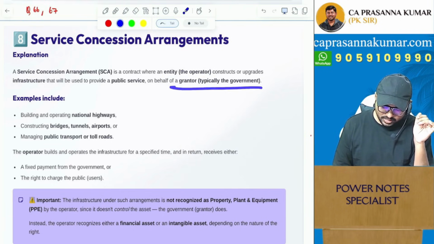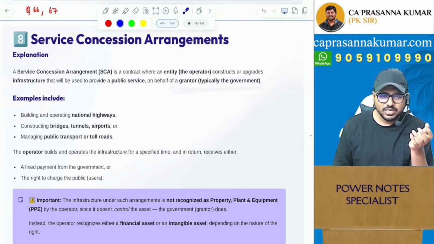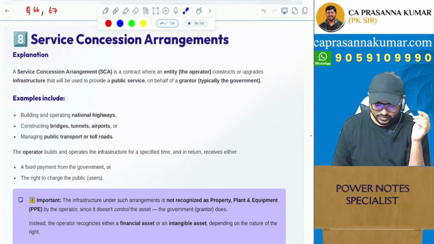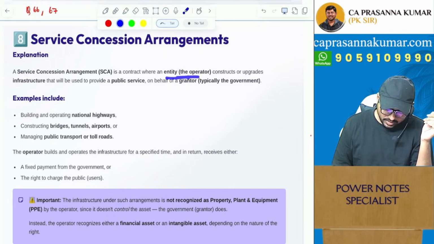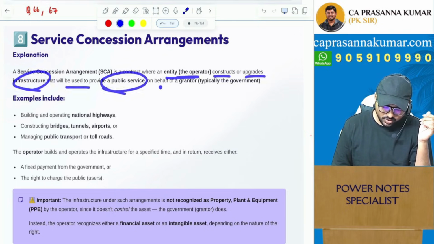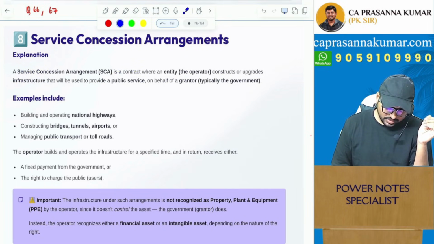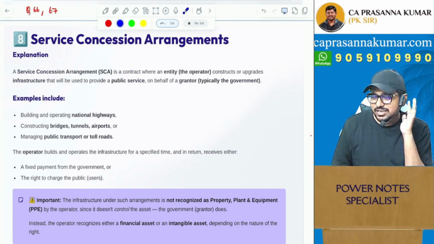Why is he called a grantor? Typically, it will be the government because he grants the right. Sometimes he grants the revenue. Now, this operator constructs or upgrades an infrastructure that will be used to provide a public service on behalf of the grantor. Basically, the grantor is the customer. The name grantor is used because the logic is that he grants the license. That's the reason.